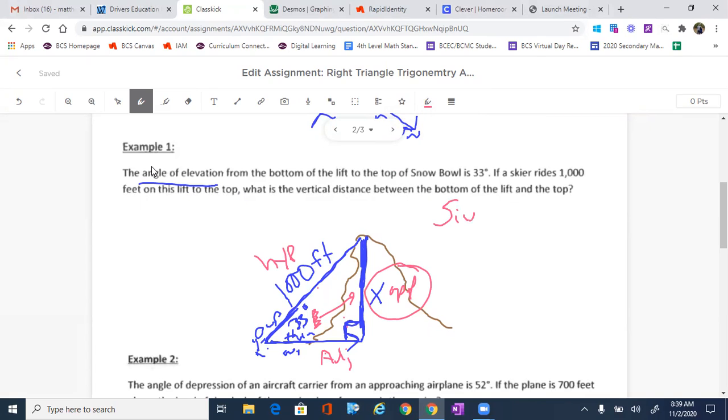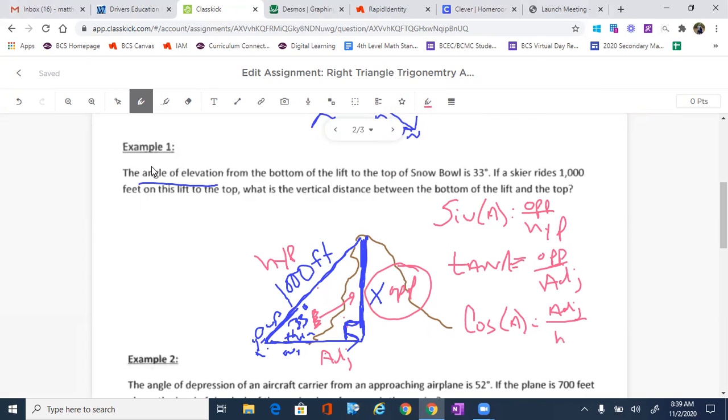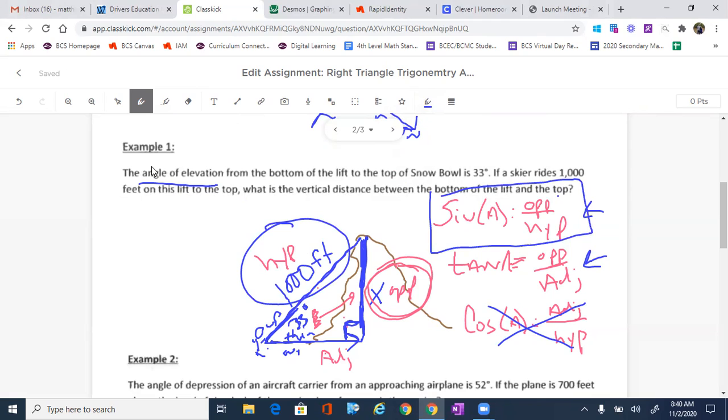Remember, sine of an angle is opposite over hypotenuse. Tangent of an angle is opposite over adjacent. And cosine of an angle is adjacent over hypotenuse. Because we're looking for the opposite, it cannot possibly be cosine in this case. It must be either sine or tangent. We're looking for the opposite, and we have the hypotenuse, so that tells us we must be using sine. We have the hypotenuse and the angle. So sine of 33 equals the opposite, which is x, over 1,000. Just multiply by 1,000.